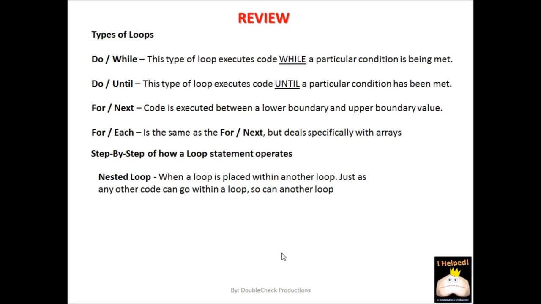Next, we have our for next loop. This loop executes code between a lower and upper boundary. You set the lower boundary and the upper boundary, and it just steps through that, running the code that's in it. The for each loop is similar to the for next, but deals specifically with arrays. Then we went over a step-by-step of how an actual loop works and how it operates. Finally, we went over nested loops, and that's just a way of saying whenever we have a loop within another loop.